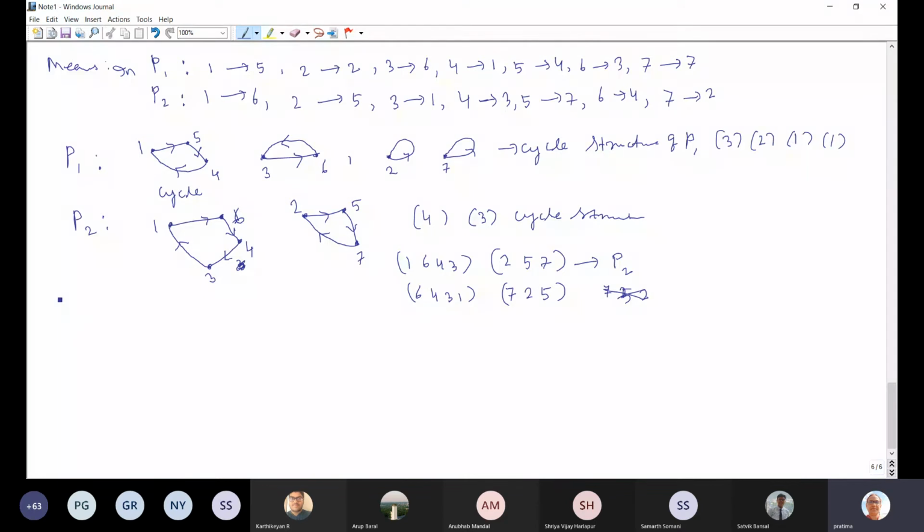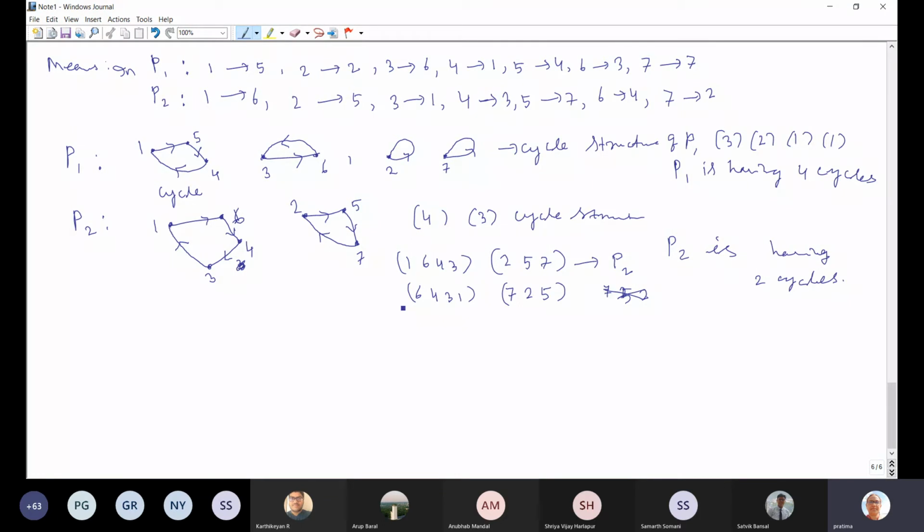Now you understand the cycle structure, the cycle decomposition of a permutation. Therefore P1 is having 4 cycles here, and P2 is having 2 cycles.